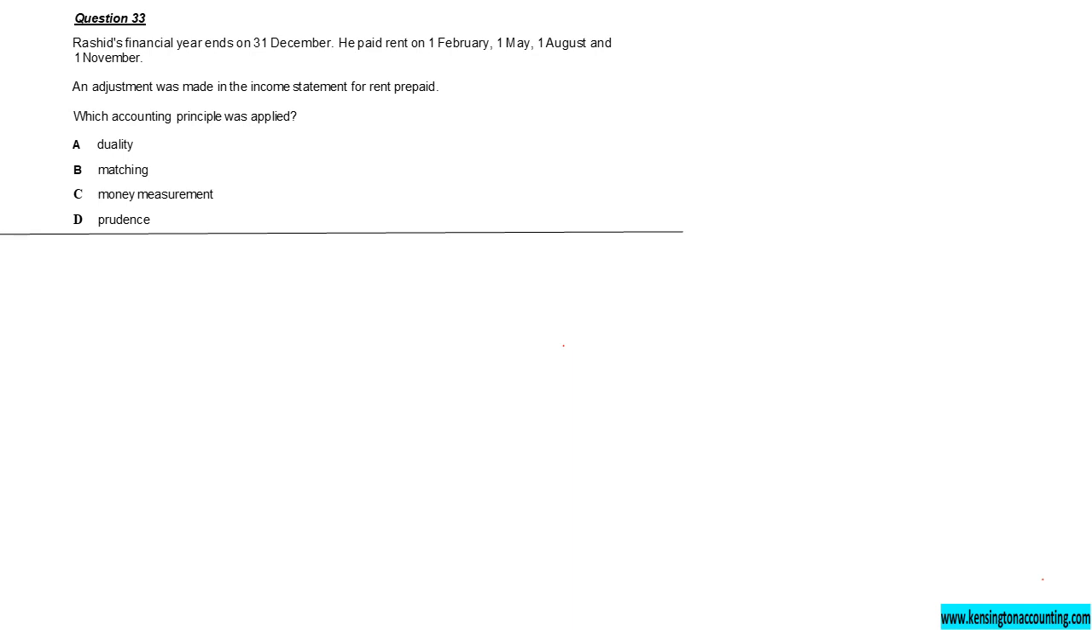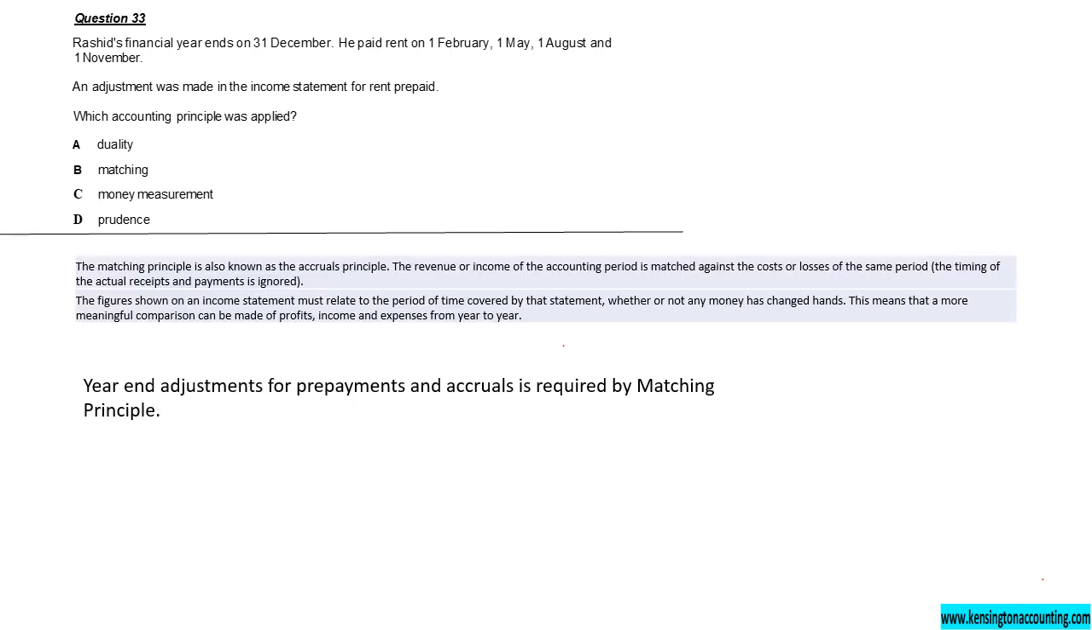Now, rent prepayment or expense prepayment needs to be adjusted, and the accounting principle which requires adjustment is obviously the matching principle, also known as the accruals principle, which requires that all income or revenue should be matched with costs, expenses or losses for the same period, so that there's a meaningful comparison between years, irrespective of when the actual payment was made. Therefore, the answer is matching concept, B.